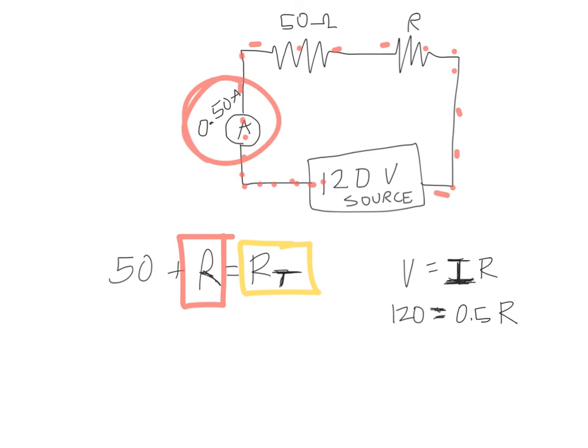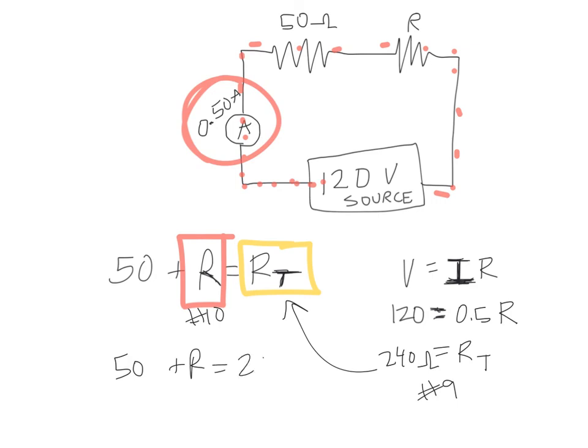So what's R? Well, whatever half of R is gives you 120. So that means R was worth 240 ohms. And that happens to be the total resistance. So that answers number 9 for you. And then number 10, the answer would be right here. So what plus 50 gives you 240? That'd have to be 190.